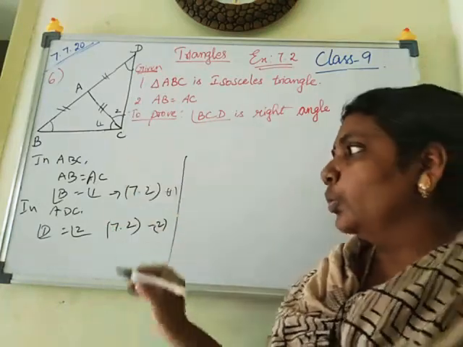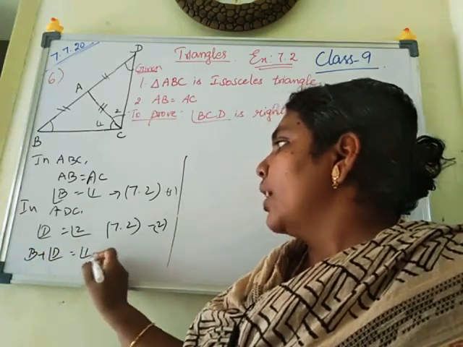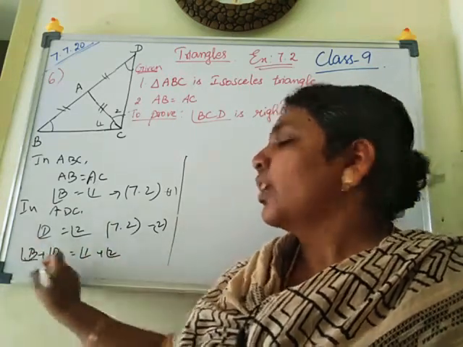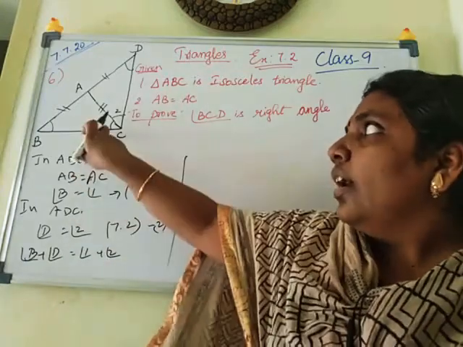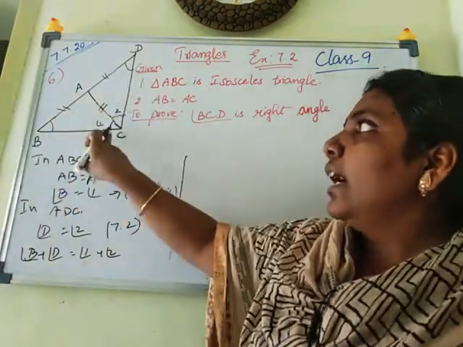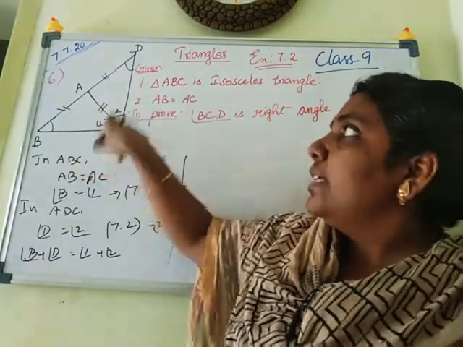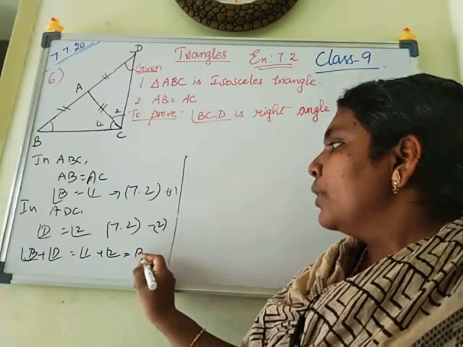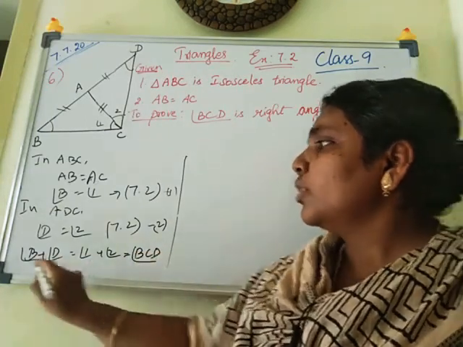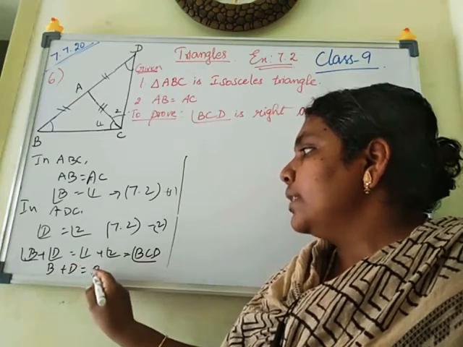Adding 1 and 2, angle B plus angle D is equal to angle 1 plus angle 2. What is angle 1 plus angle 2? Angle 1 plus angle 2 is nothing but angle BCD, so the total angle C is BCD. So angle B plus angle D is equal to angle BCD.